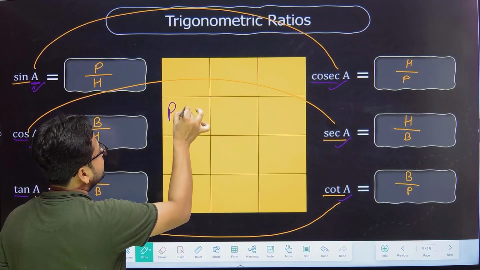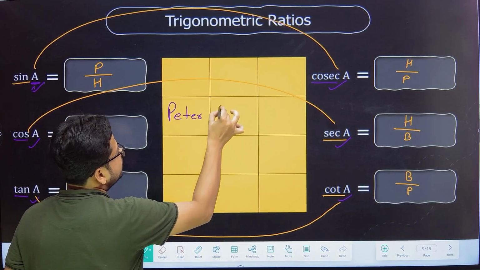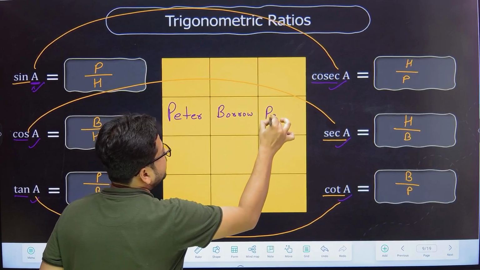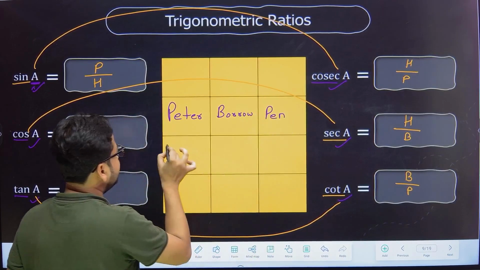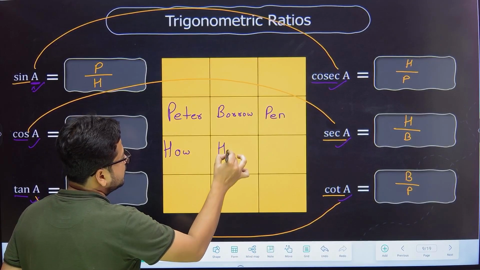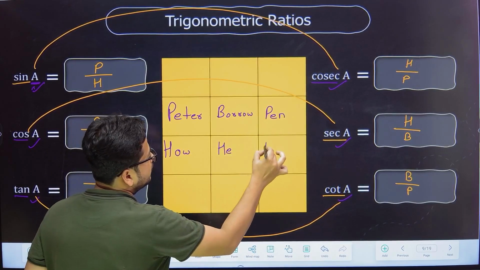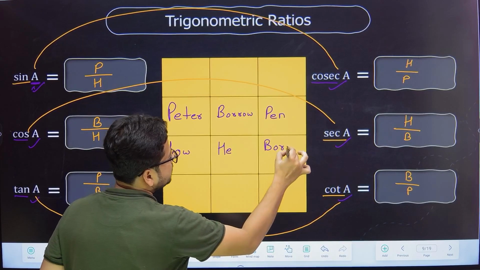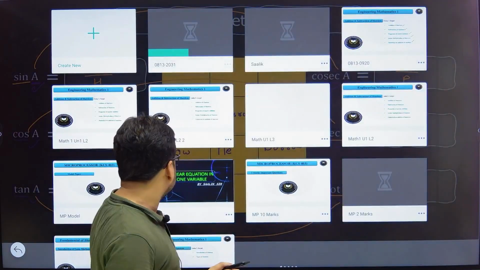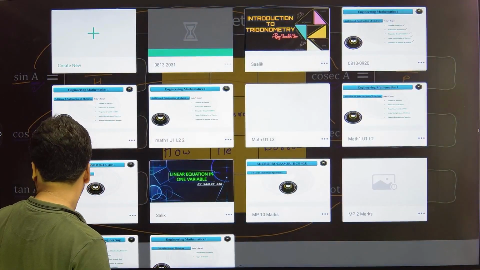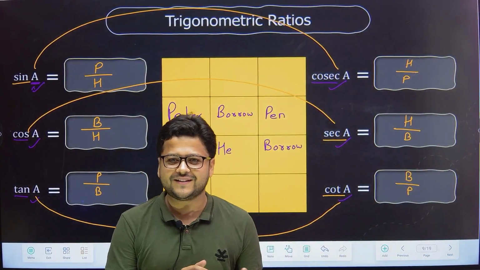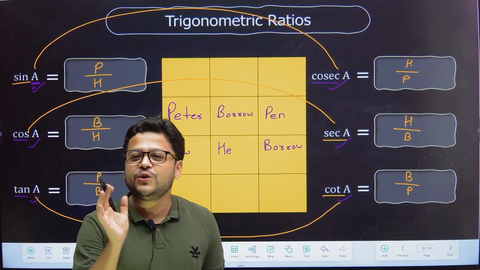Peter borrow pen. Peter borrow pen. How he borrow. Just learn this. Peter borrow pen. How he borrow. Just learn this, students. Yes, so interesting.